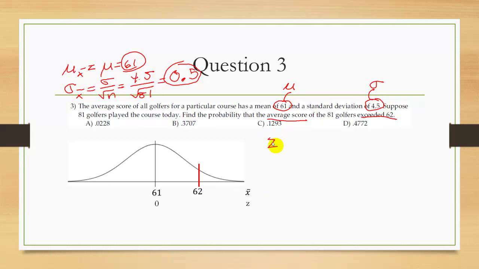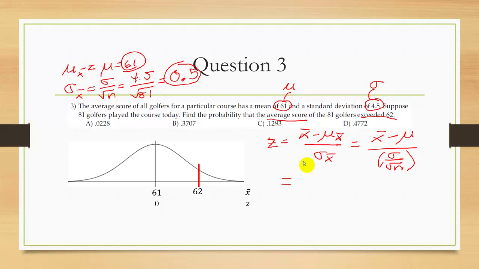So our formula for the z-score for a sampling distribution is just x bar minus mu x bar over sigma x bar. Or if you want, you can use the formula x bar minus mu, because mu x bar is just mu, divided by sigma over the square root of n. Either one will work. Since we already figured out what mu x bar and sigma x bar were, let's use this first version of the formula.